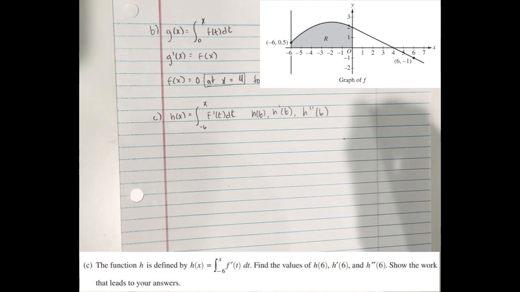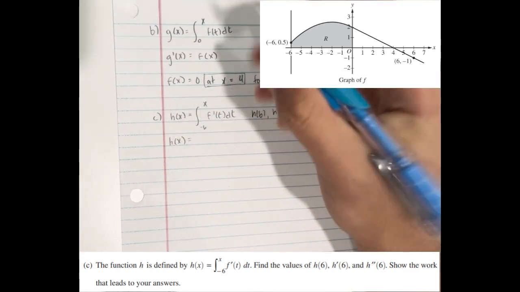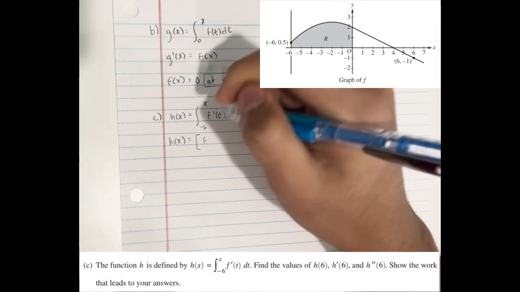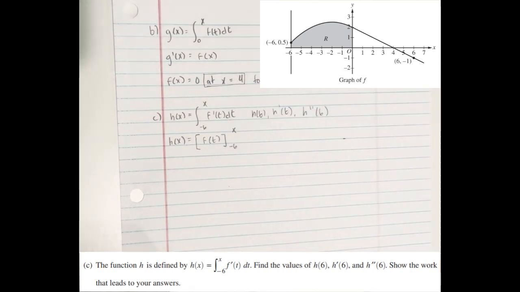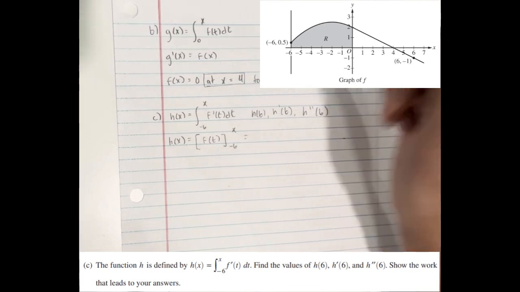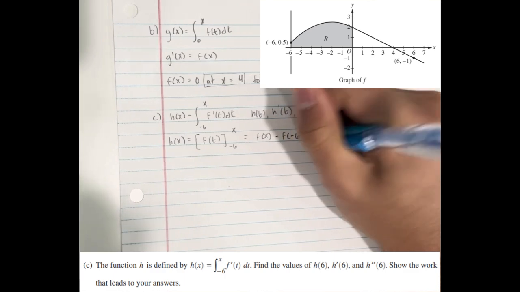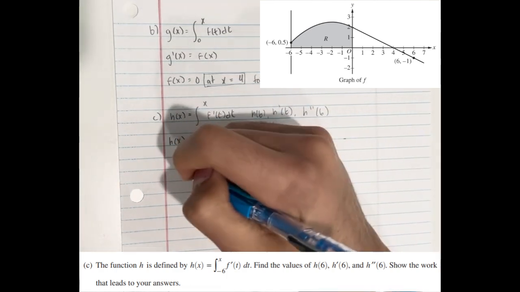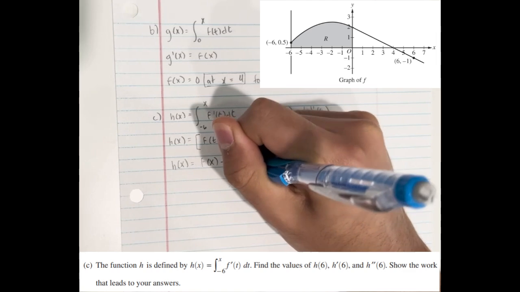Alright, so first of all, h(x) is equal to the antiderivative of f'(t), which is f(t), evaluated from -6 to x. That's going to be f(x) minus f(-6) by the fundamental theorem of calculus. f(-6) from the graph is 0.5. So h(x) equals f(x) minus 0.5.